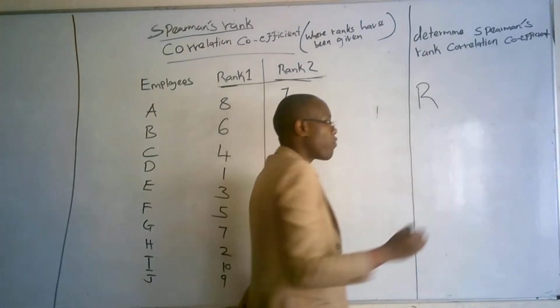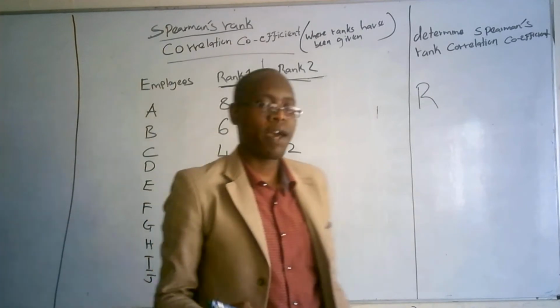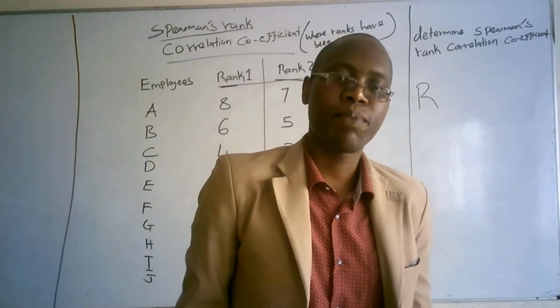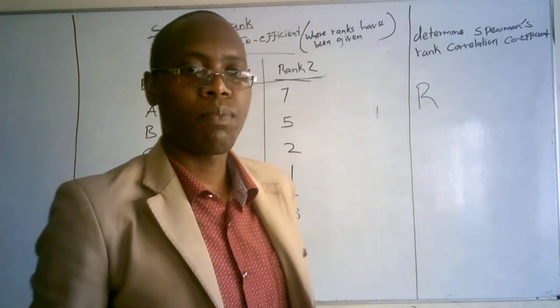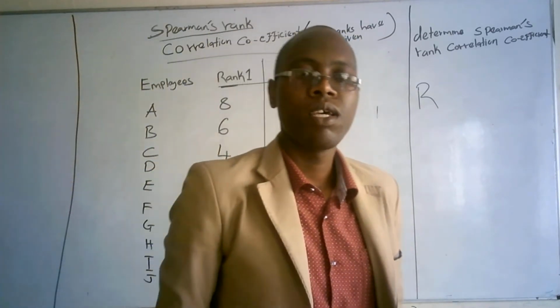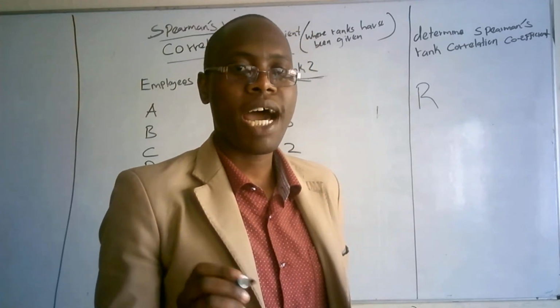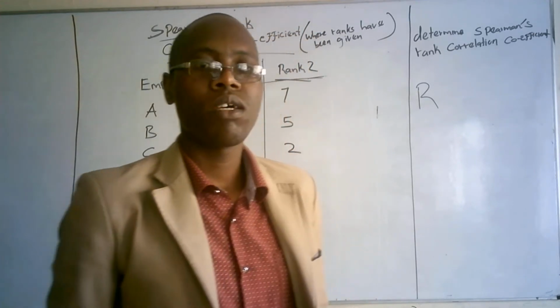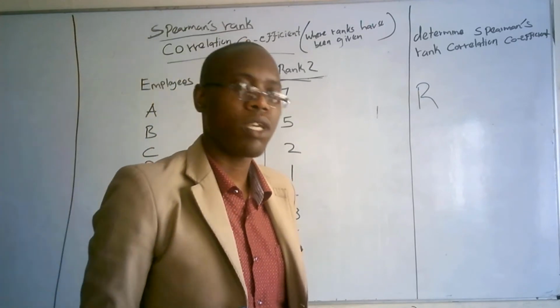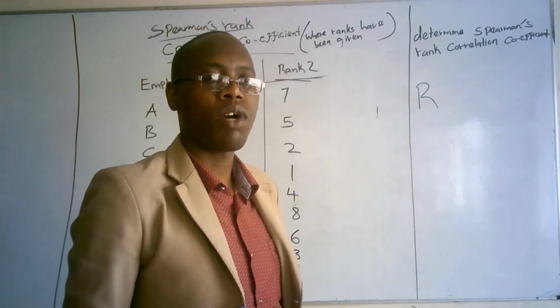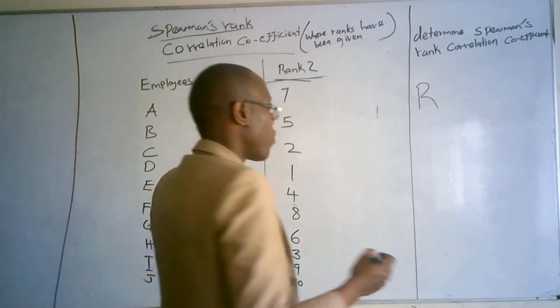It's first of all going to be represented by that capital R. Remember we did the Karl Pearson, which was the product moment correlation coefficient. The Karl Pearson was usually represented by small r. But under the Spearman's rank correlation coefficient, we are going to represent it with a capital R.